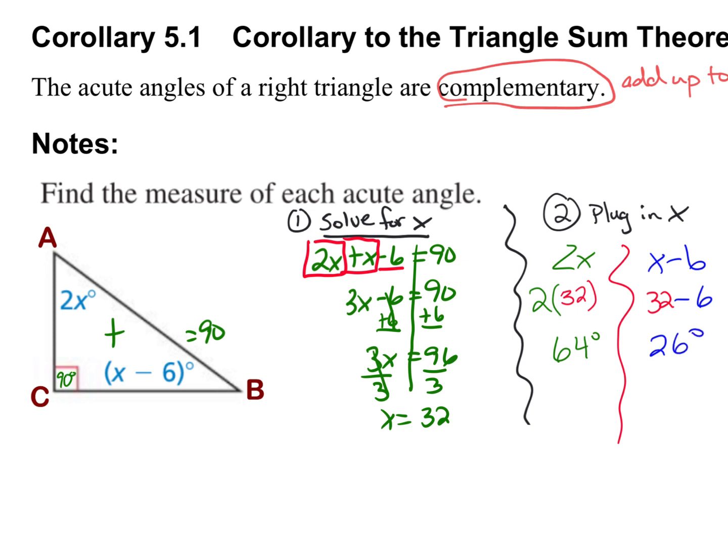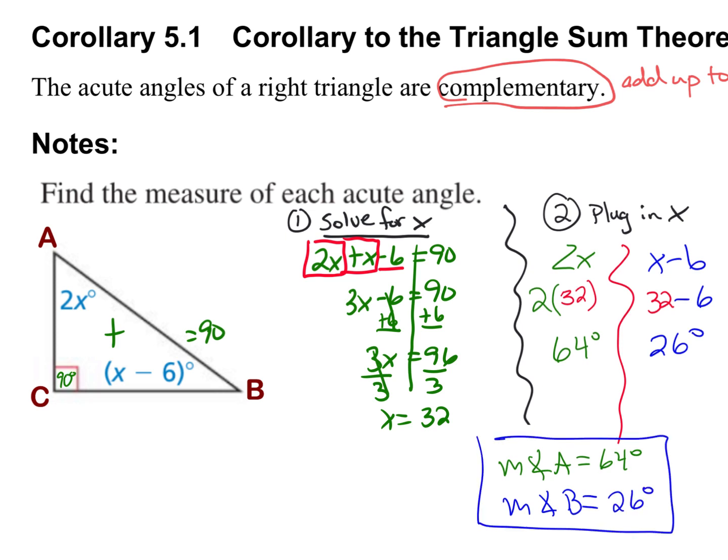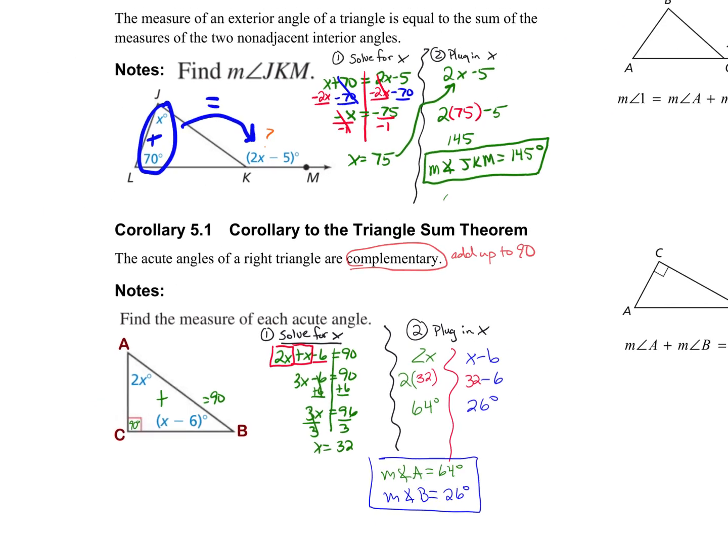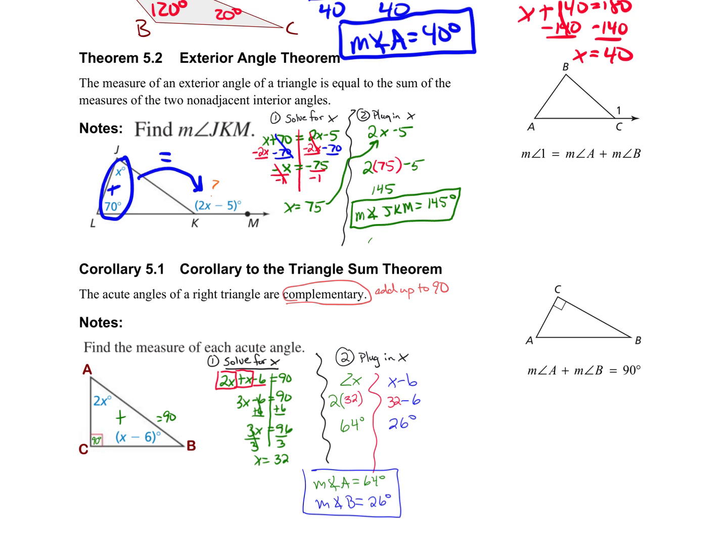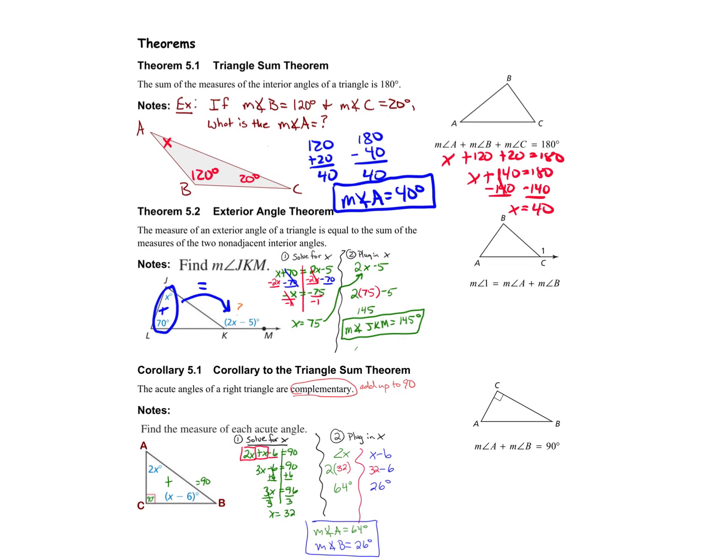So that means that the measure of angle A is equal to 64 degrees. The measure of angle B is equal to 26 degrees. Okay, two answers, because there are two acute angles, so you have two answers. And the way you could check this is 64 plus 26 should add up to equal 90, and it actually does, so we did it correctly. All right, so let's do some more examples.